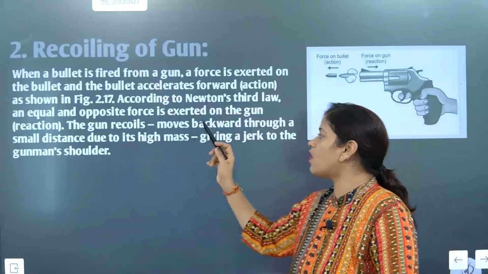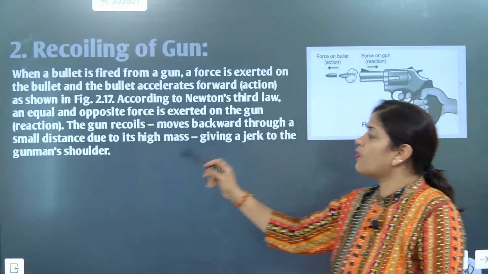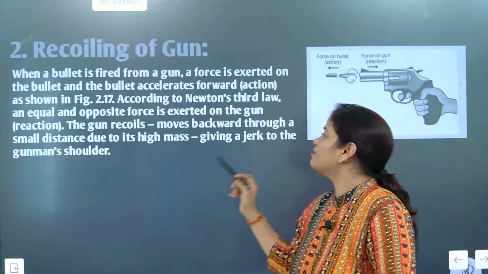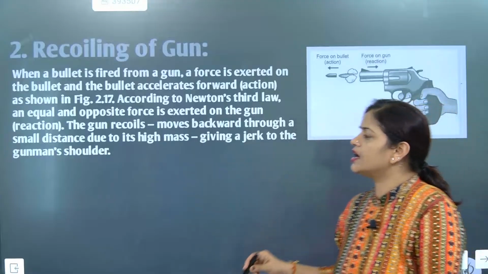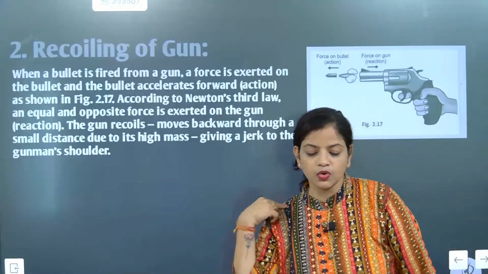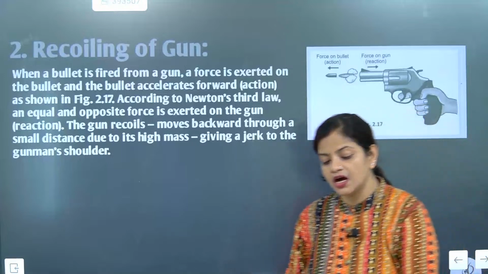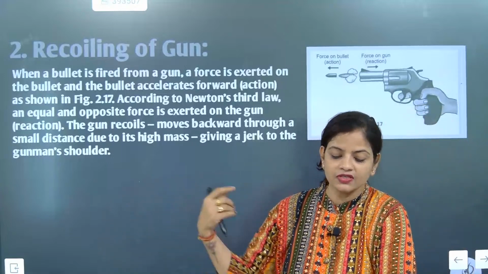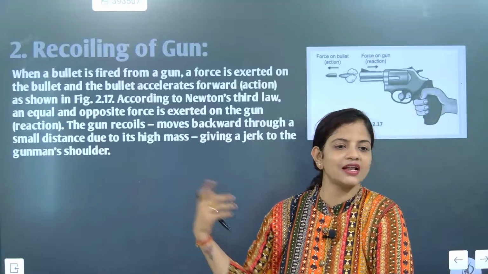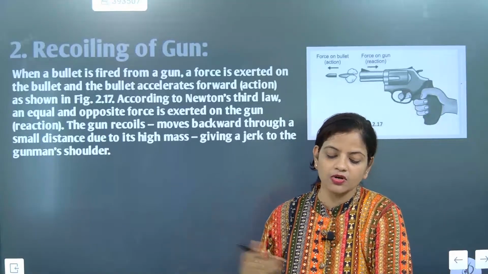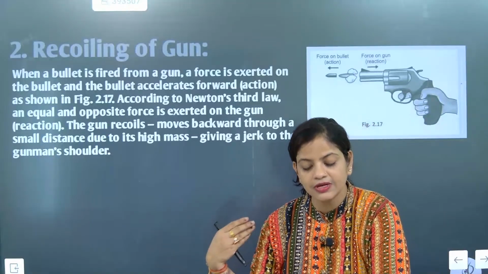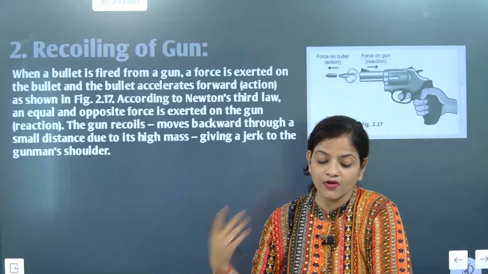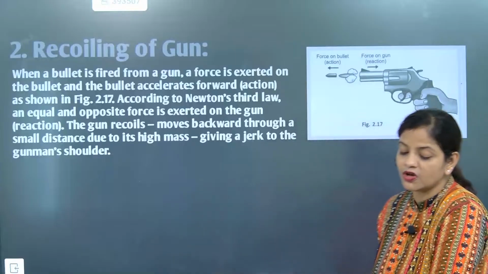So the gun recoils, moves backward through a small distance due to its high mass, giving a jerk to the gunman's shoulder. So the gunman is experiencing a jerk in the shoulder. You might have seen the gunman reacting like this. This is not for style. This is exactly action and reaction. It is an automatic process. The jerk will be because of the reaction.